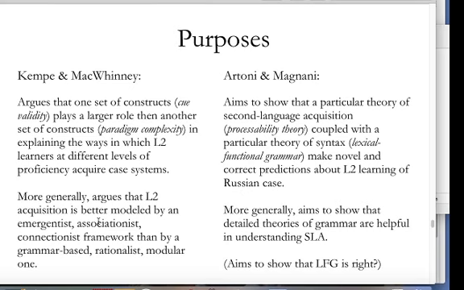More generally, they're trying to show that detailed theories of grammar are helpful in understanding second language acquisition, which is in some ways almost the opposite of this Kempe and McWhinney paper, where they're saying that these computational associationist models do better than grammar-based ones. Artoni and Magnani are trying to show that detailed theories of grammar are helpful in understanding second language acquisition. And then, in parentheses here, maybe they're trying to show that lexical functional grammar is the right theory of syntax or the right theory of mental grammar, but this is a little bit less clear to me, and I'll talk about that later as well. So these are basically what the papers are trying to do.